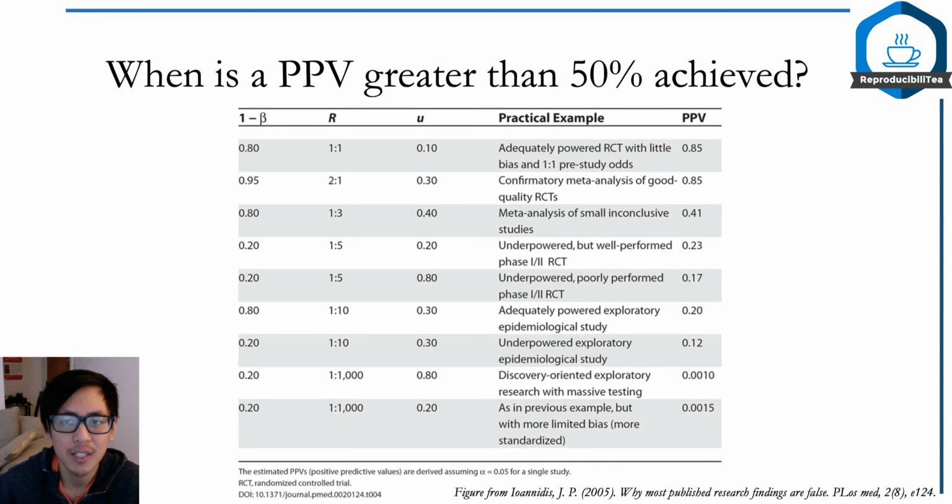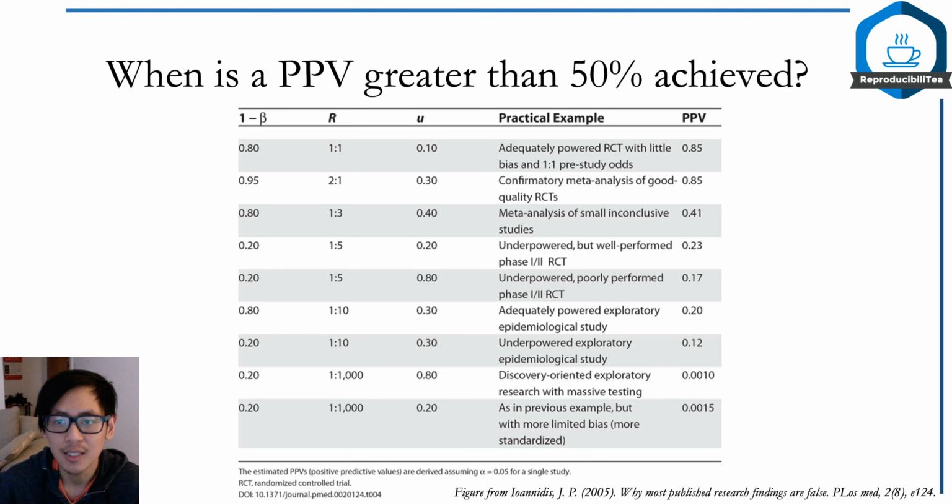So, when is a PPV greater than 50% achieved? Well, you can see here on the 3 columns on the left-hand side, 1 minus beta is your power here. R is the pre-study odds, so the probability of a true effect. And U here is the bias. And you can see here, there are only 2 scenarios where a 50% PPV is achieved based on these values.